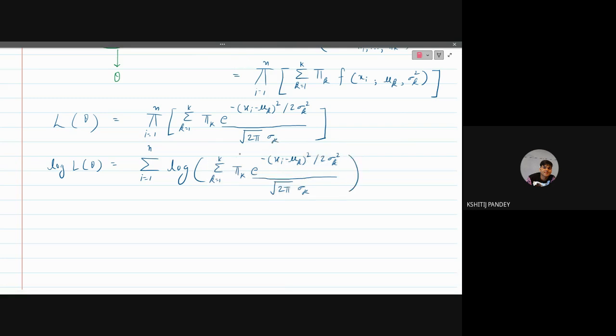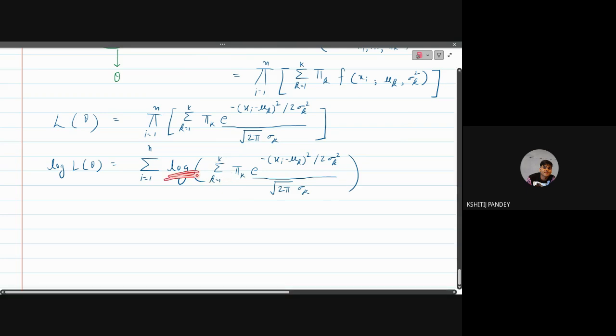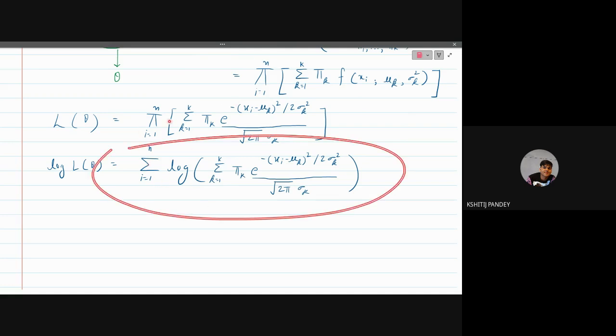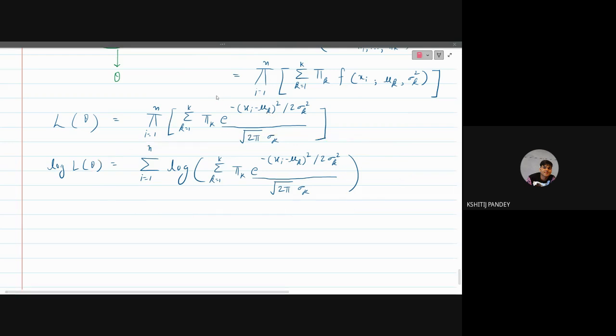So now the problem here is that we have summation inside log, and this is not possible to solve analytically. So we can't simply differentiate it, put it equal to 0 and find the value of unknown parameters. That's the issue here. So we need to come up with some algorithm to solve this. So is the setup so far clear to you all? Yes, sir, it's clear.